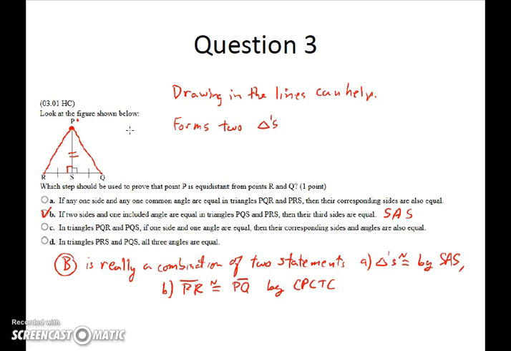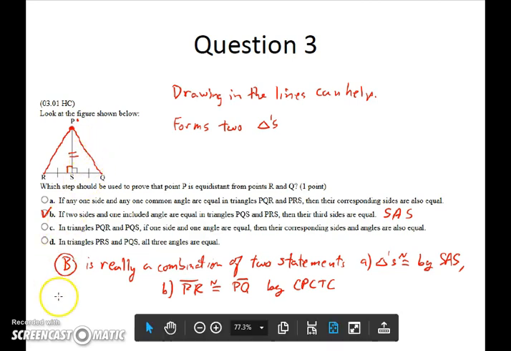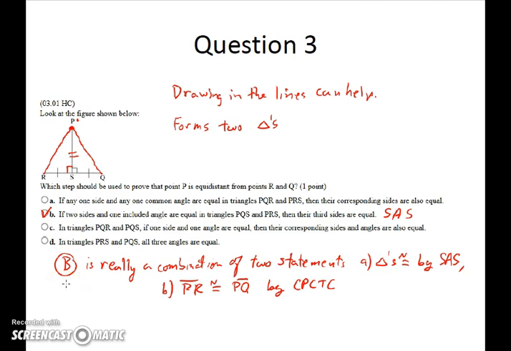Now this one's a little bit tricky, and I'm going to tell you the answer is B on this one. I find this one to be a bit of a trick question because answer B is actually a combination of two statements. Basically what you're doing is you're showing that triangles are congruent by side angle side, and then you can say that PR is congruent to PQ by CPCTC.